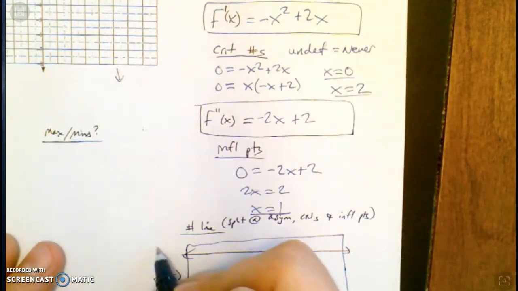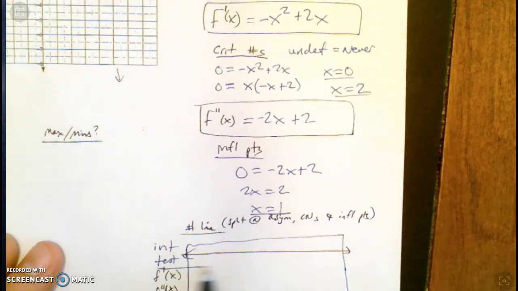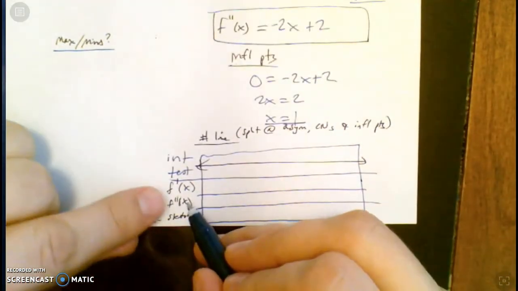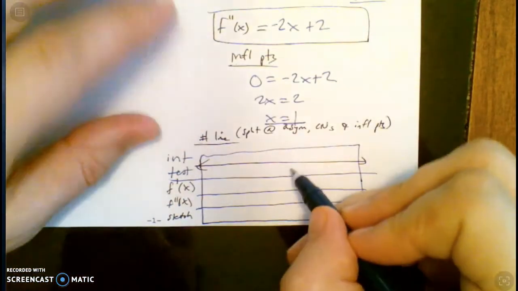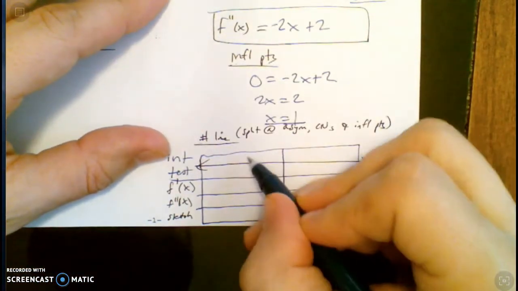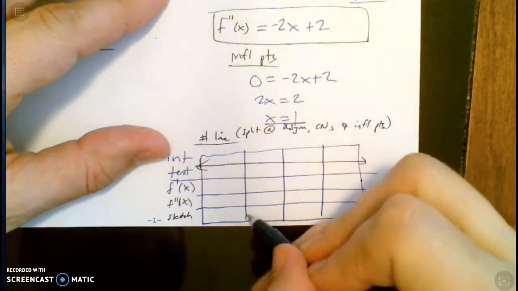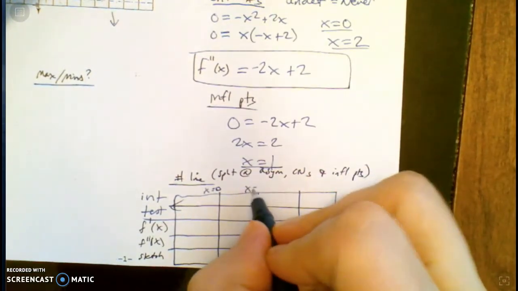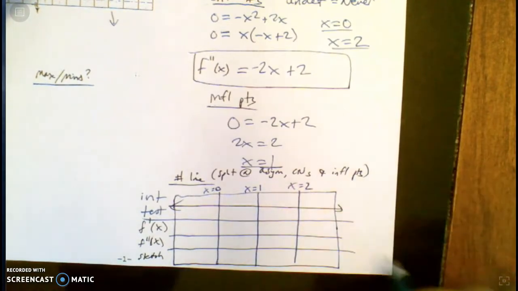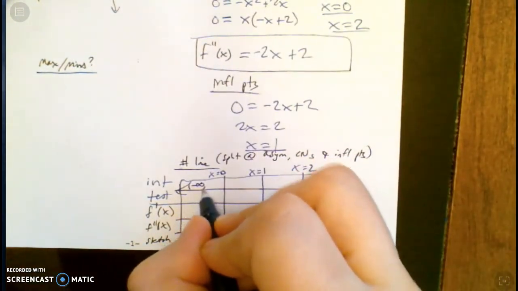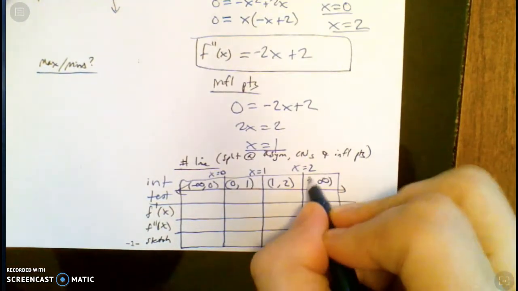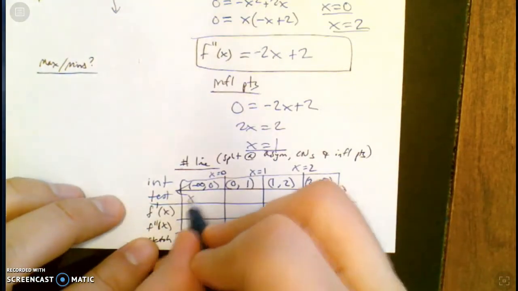So when I make my table, I have my interval, my test point, my f prime of x, which is increasing or decreasing, my double prime, which is concave up or concave down, and then I have a sketch. So I have to know to split this 3 times: 1, 2, 3. And I have to be careful that I put them in number order. So start with the smallest. So this is x equals 0. Here's 1, and here's 2. And then my intervals are from negative infinity to 0, from 0 to 1, from 1 to 2, and from 2 to infinity.